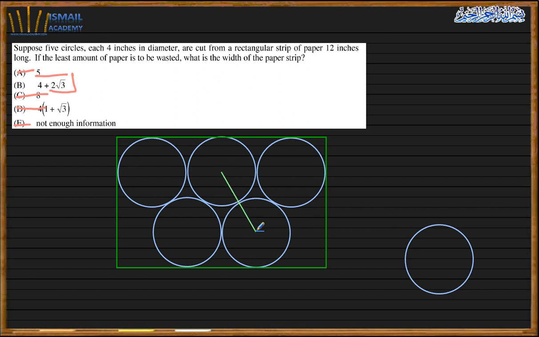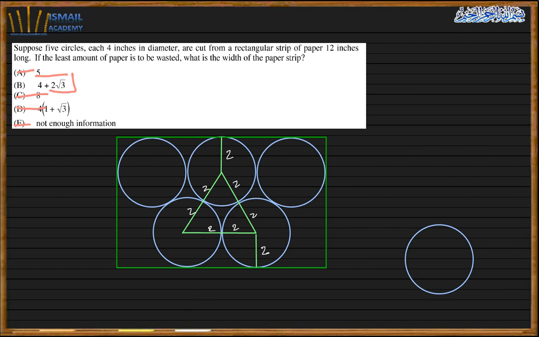So I connect the center from here to here, and here I have another radius. So this is the radius. The diameter is 4. That means the radius is 2. This is 2. This is 2. This is 2. This is 2. Which means we have an equilateral triangle with 4 in each side.